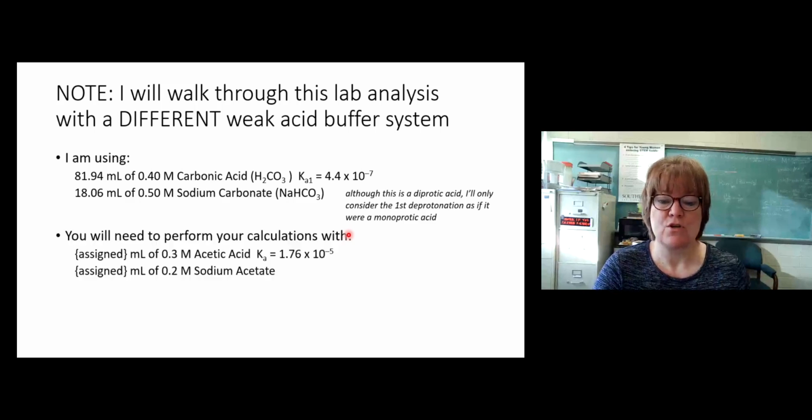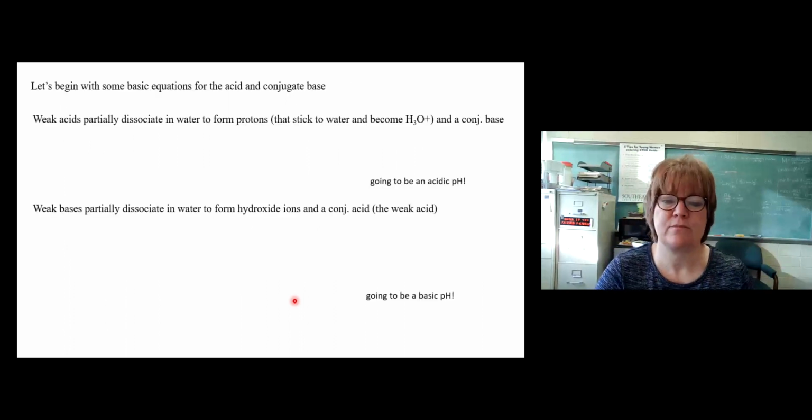However, remember, you did sodium acetate and acetic acid. So you're going to use whatever milliliters you were assigned that you actually made your buffer of 0.3 molar acetic acid. This is the Ka of it, and the sodium acetate, and that's going to be your system. So you're going to be able to shadow along with what I'm doing, but all the numbers are going to be different.